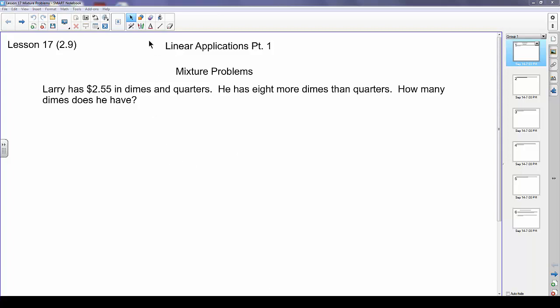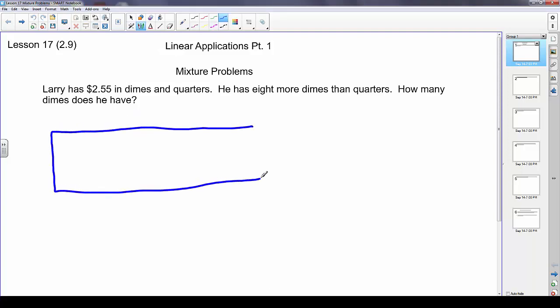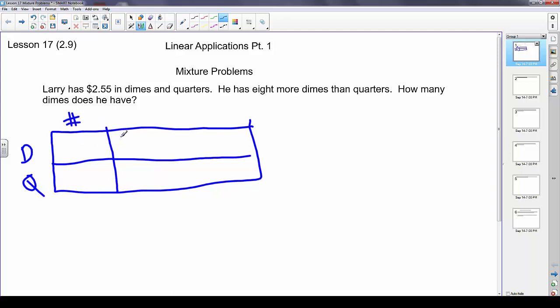What I like doing is setting up a chart. So what I'll do is I'll take and say what I've got is I've got dimes and quarters, and I have a number of dimes and a number of quarters. I've got a value per coin, and I've got a total value.